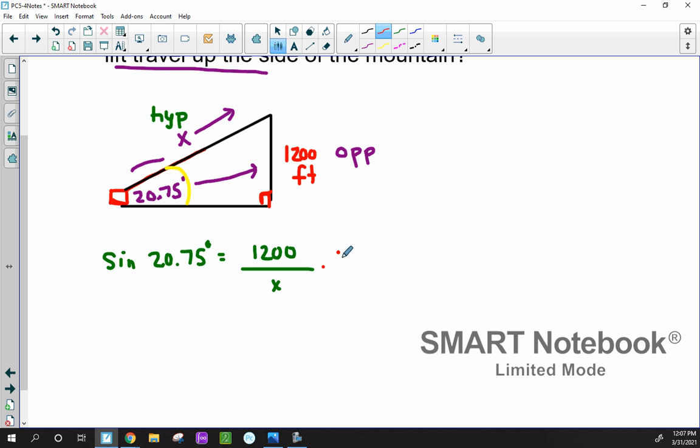To solve for x, you do what we did earlier. You're going to have to get the variable off the bottom, so multiply it by both sides. The x's cancel.